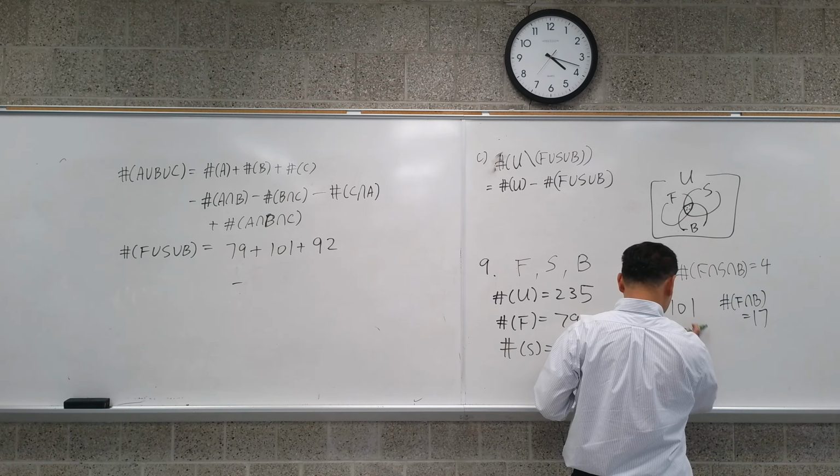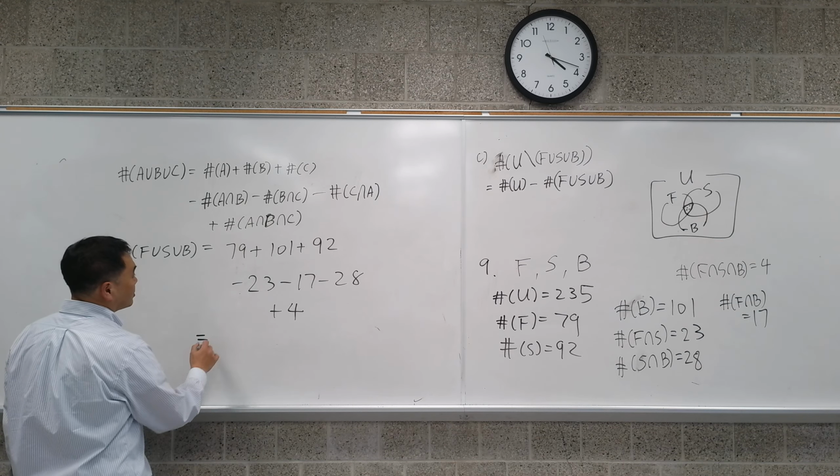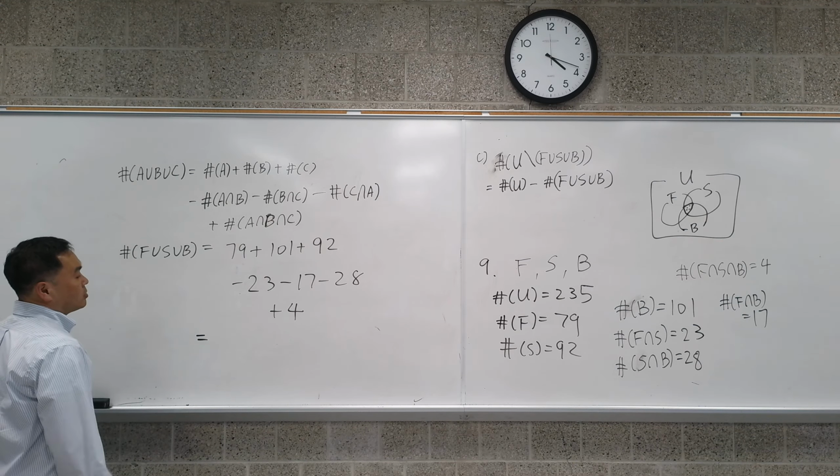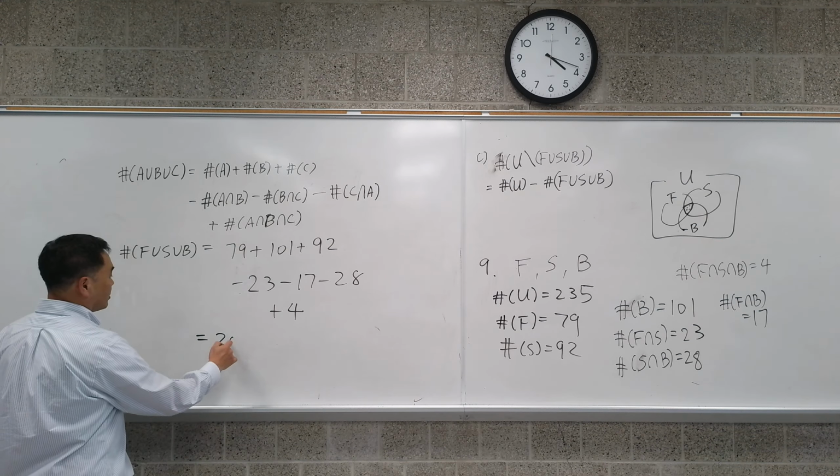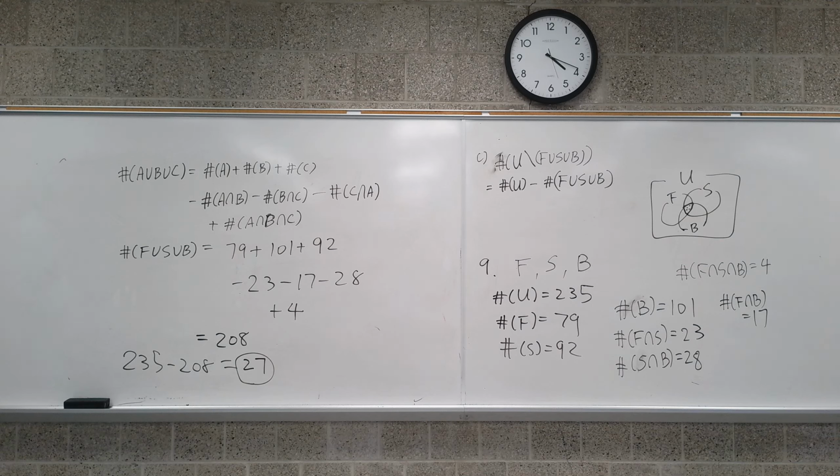Okay. Can somebody do this for me? 208. Okay, and then you do 235 minus 208, which gives you 27. So there are 27 students in the school that are not participating in any of the sports. Okay, so that's the answer to C. All right. Okay, sorry that I wrote down the wrong number, so the answers to A and B might be wrong.